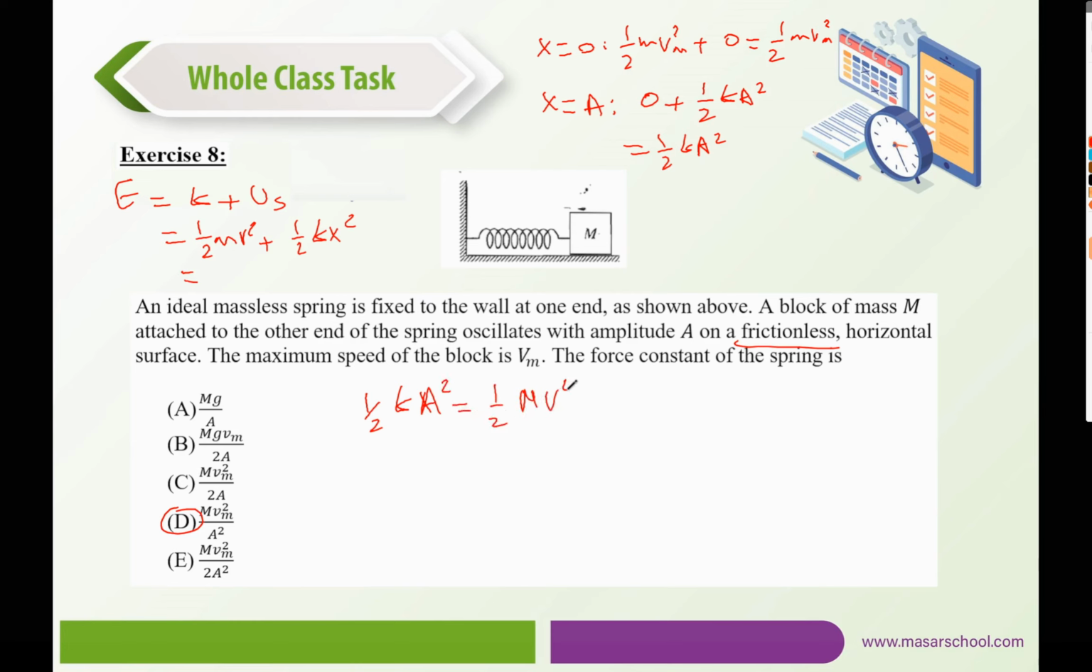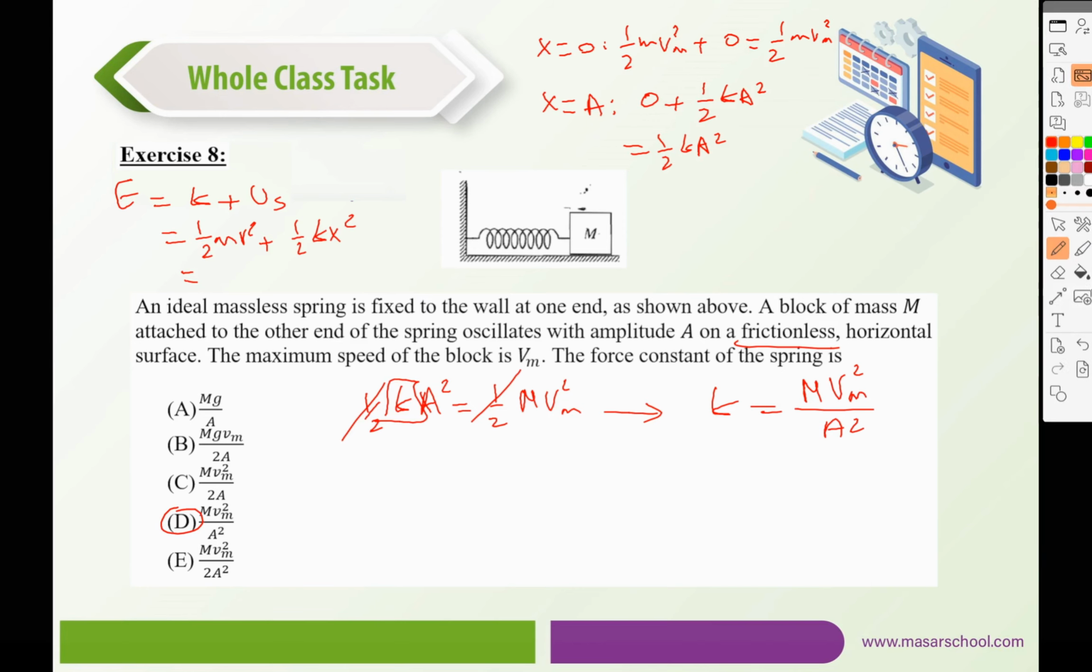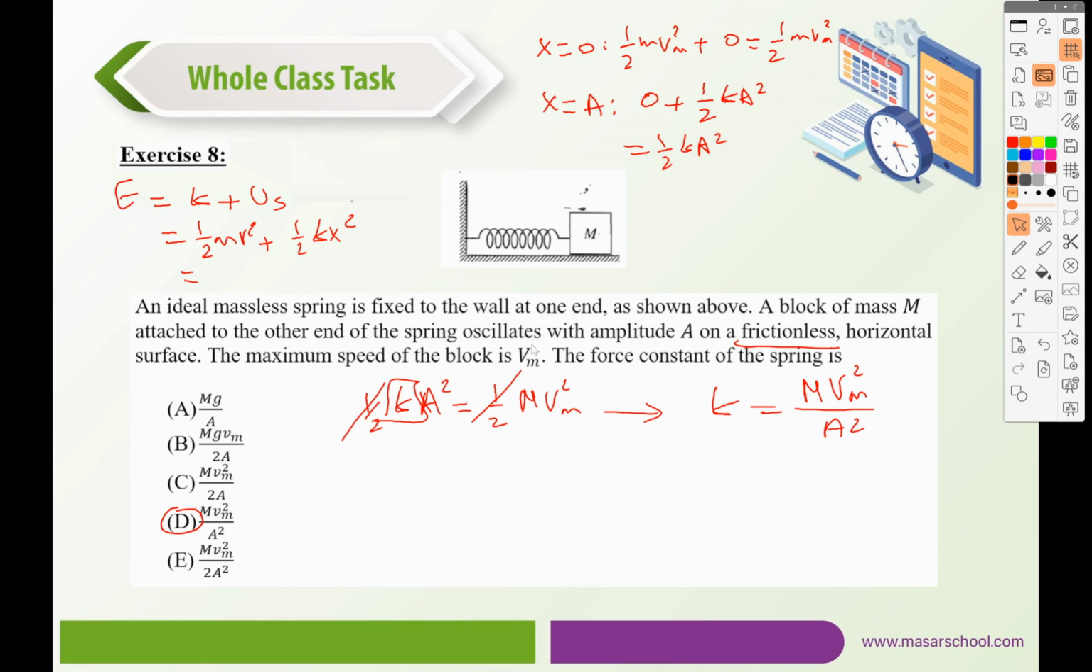Why can we equate all of them? Because simply energy is conserved. Now half cancels with half, and we're interested in determining k. Then if you isolate k, k in this case would be given by m v squared m divided by A squared, right? So this strategy is very important and will be discussed later in the coming class.